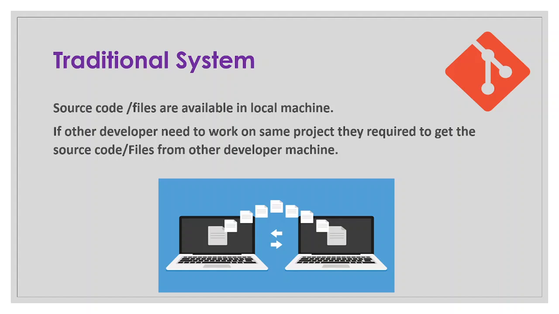through a physical device. So those files had to be copied onto the second developer's machine. If any changes were made by the other developers, it's hard to maintain and hard to merge all these things. So that is how the traditional system worked.